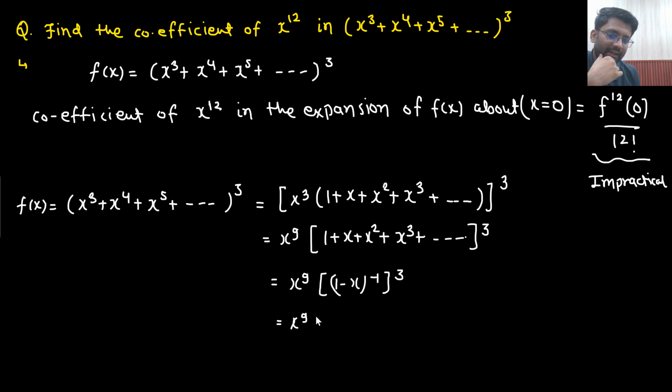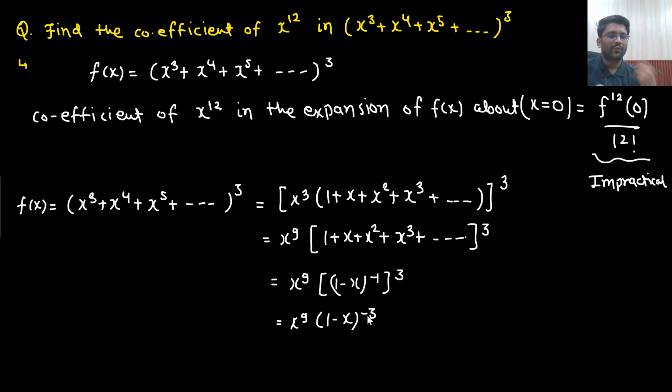So what am I getting? X to the power 9. This minus 1 and my plus 3 will be multiplied: 1 minus x to the power minus 3. Right? Is that clear to you? So this is what we are getting. So 1 minus x to the power minus 3, this expansion I need to write down now. So this is the answer I am getting.